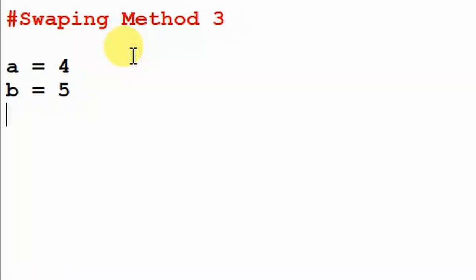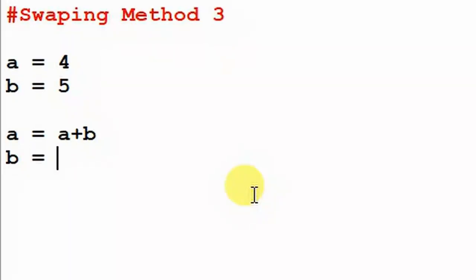Next, I am not using an extra variable in this method. I am only using formulas. So a = a + b, and next b = a - b, and next, again one formula, that is a = a - b.